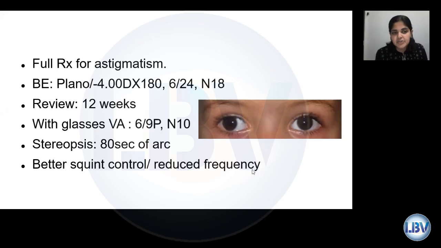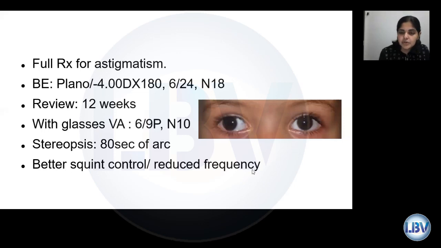As a part of management for the kid, since the astigmatism was high, a full astigmatic prescription was given. He was started with -4 at 180. Since he's a kid, he could tolerate the full prescription. Initially, we gave him just the prescription and reviewed him after some time. After 12 weeks, when he came for review, his visual acuity had improved to about 6/9 partial. The stereopsis was 80 seconds of arc.